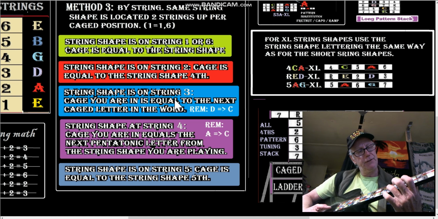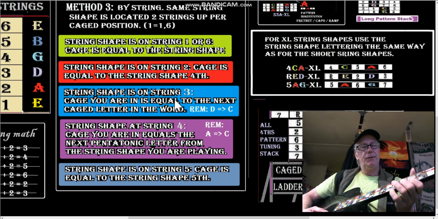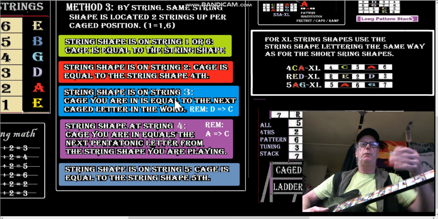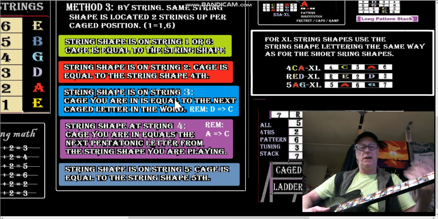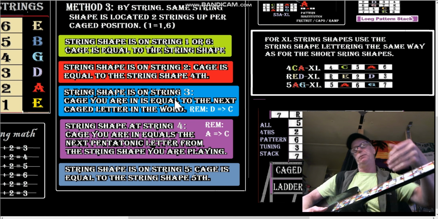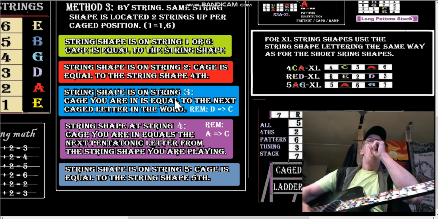See, the 5th of D is A. The 5th of A is E. The 5th of E is, oh, I could have done it both ways. Why are you telling me what to do on the 3rd string? It works for every string. I happen to want to count up. Some people want to count down. That's not what it is.